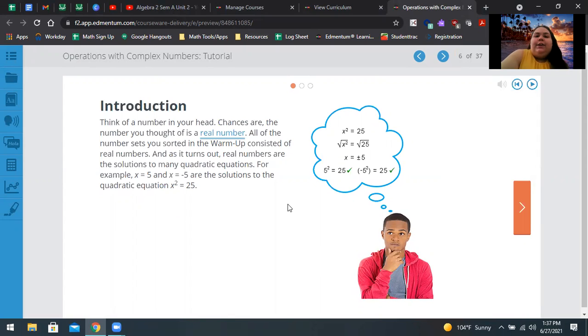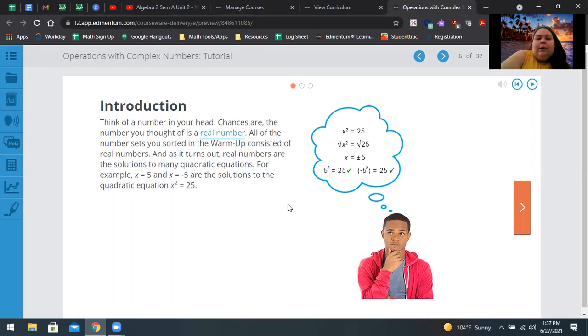So think about it in your head. Chances are the number that you thought of is a real number. All of the number sets you sorted in the warm up consisted of real numbers. So if you notice that statement there, all those values are considered real numbers. Remember, in the directions they did say one of them might classify with more than one.